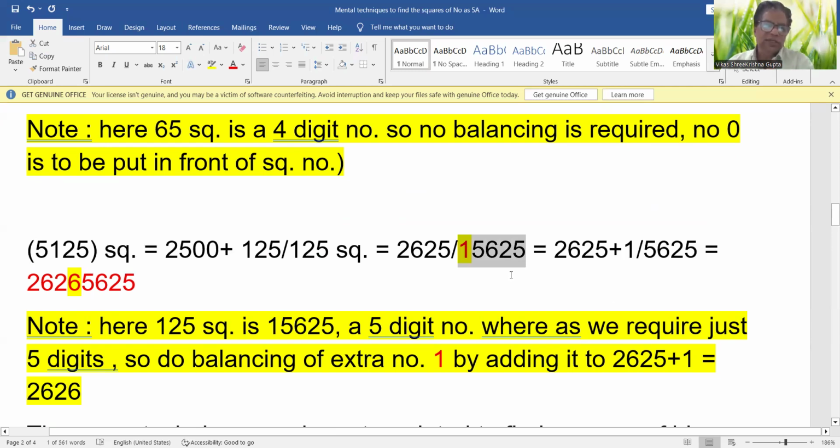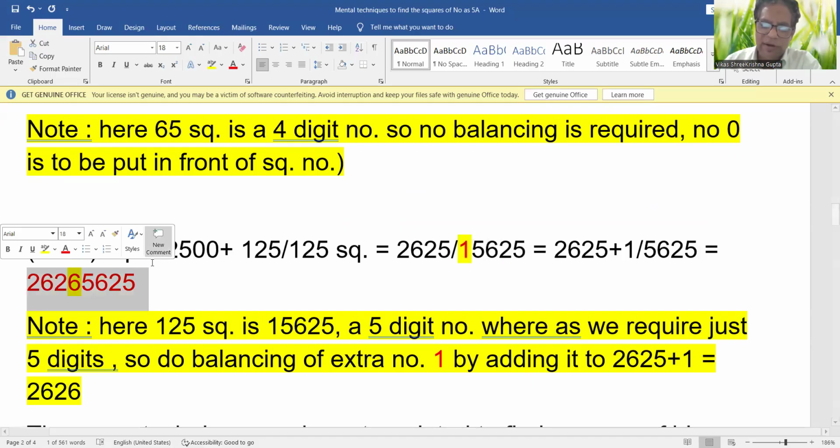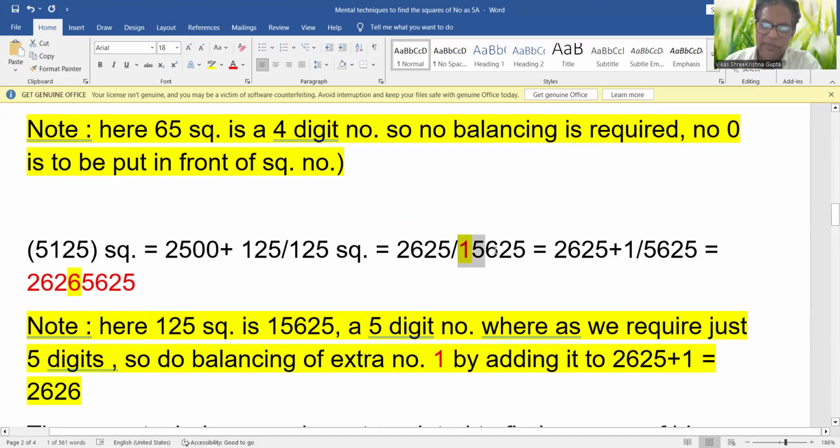So the final answer is 2626, 5625. Final answer is 2626, 5625. Why have I done the balancing? Because 15625 is a 5-digit number, and I require simply a 4-digit number. So the extra number should be carried forward for the balancing.